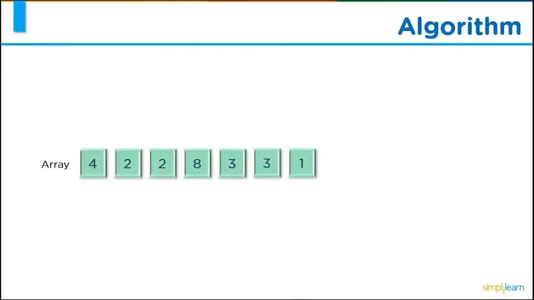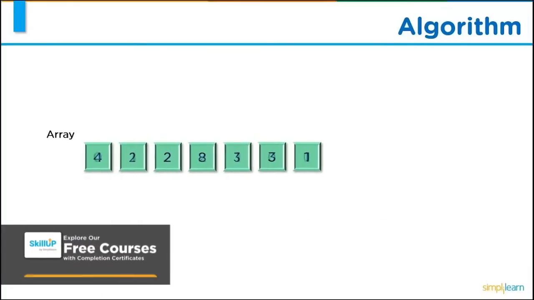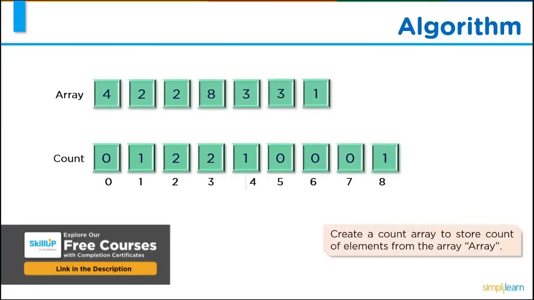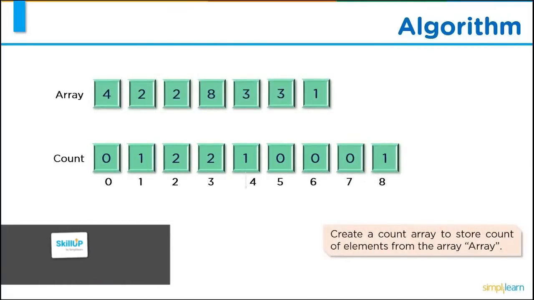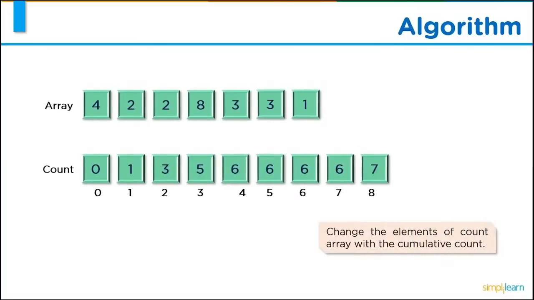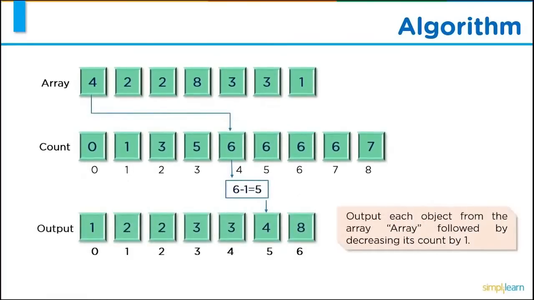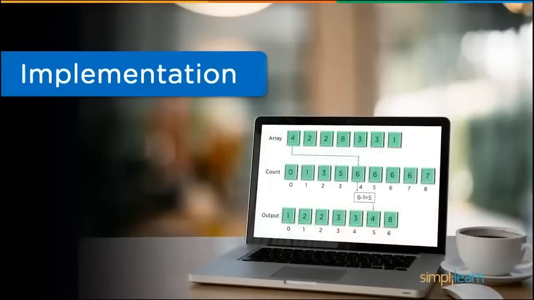Now let's discuss the counting sort algorithm. Let's say we have an array. First, we will find the largest element in this array to evaluate the range of the elements. Then we will create a count array to store the count of elements from the array. Then we will update the count array's elements with a cumulative count. At last, we will output each element from the array followed by decreasing its count by 1. We have now introduced the counting sort and its algorithm. Now let's try to implement this algorithm in the code editor.